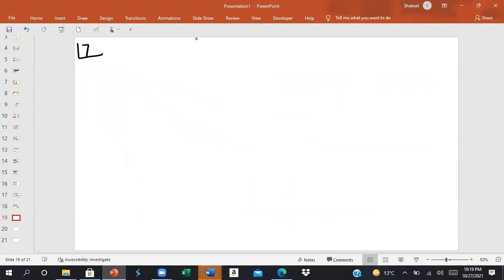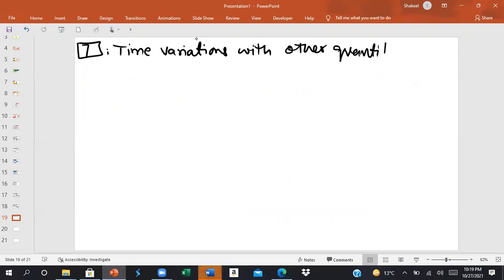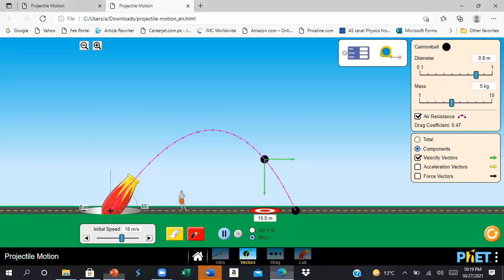Okay, number 7 is time variation with other quantities like speed. If we vary the initial speed, if we throw the projectile at different speeds, how will the time be affected? We can look at the simulation over here.